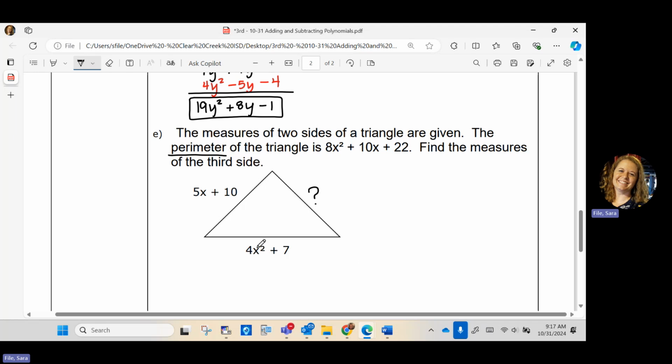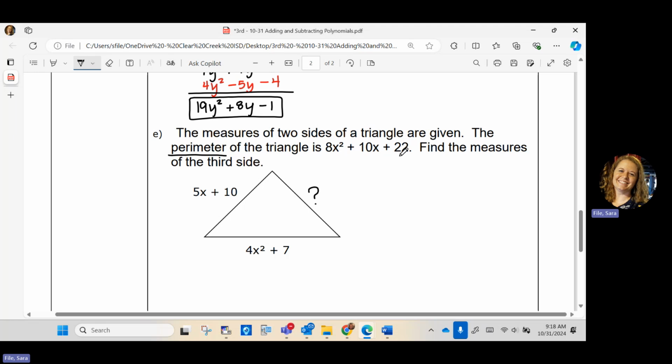If they told me the sides were 2 and 3 and the perimeter was like 8, I would add up the 2 that I know and subtract from the perimeter, right? That's what you did to get that. So I can do that here. I can add up the sides that I know, these two expressions, and then I can subtract that from the perimeter.